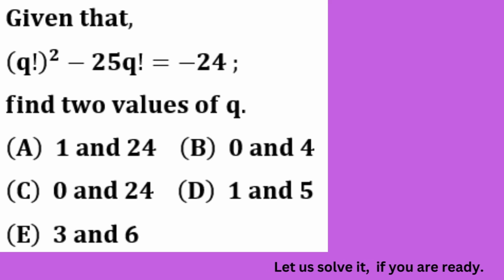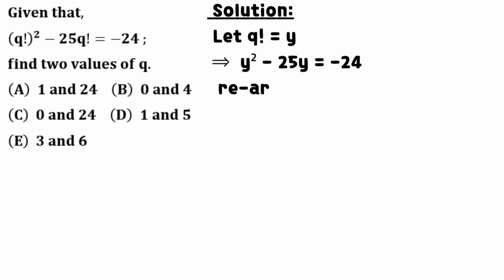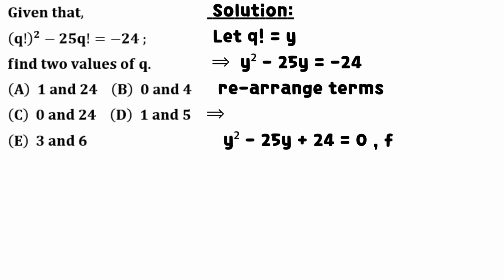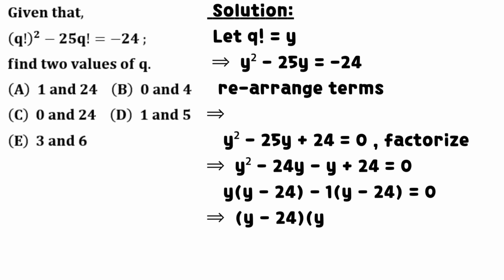Find the two values of q that satisfy the factorial equation. Let q factorial equal y. It means that y squared minus 25 times y equals negative 24. Rearrange terms to one side of the equation and equate them to 0. It signifies that y squared minus 25 times y plus 24 equals 0.